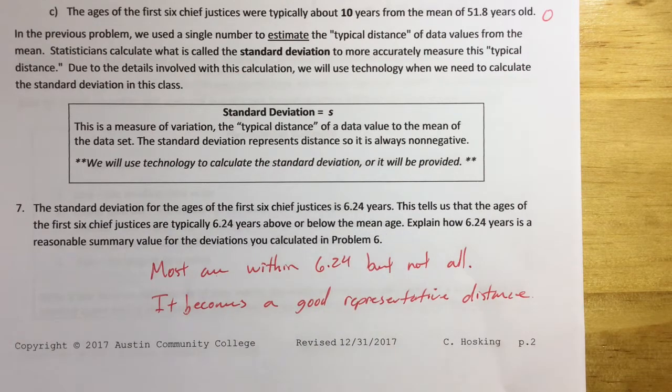That's what the standard deviation does. It tells you that typically this is what we expect them to be below or above our mean value. The next part here, I don't really know why it refers to problem number 6. I think they're trying to refer back to everything that we did at the top of the page. But look, most are within 6.24, but not all.